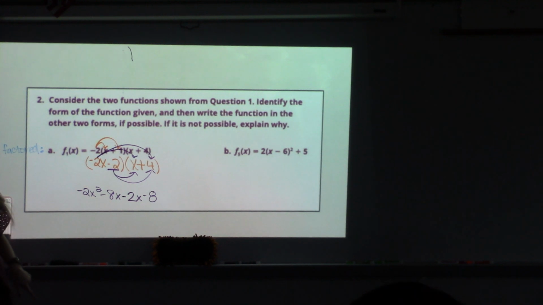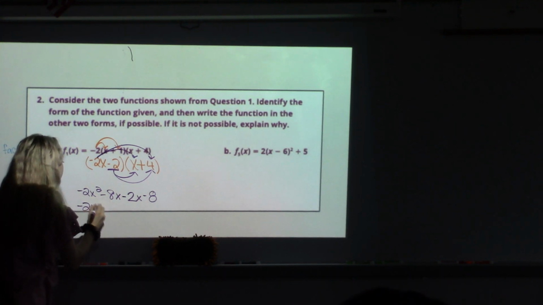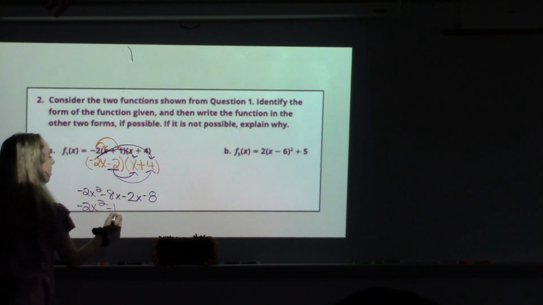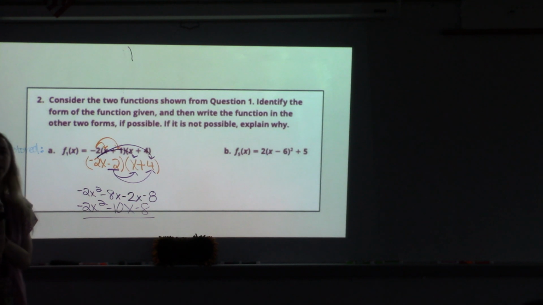You do negative 8 minus 2. Right, so now let's combine our like terms, so that we're going to have negative 2x squared minus 10x minus 8. Okay, and what form of quadratic equation does that look like? Standard form. Okay, so now if we wanted to get it in vertex form, what information do we need to write that equation?